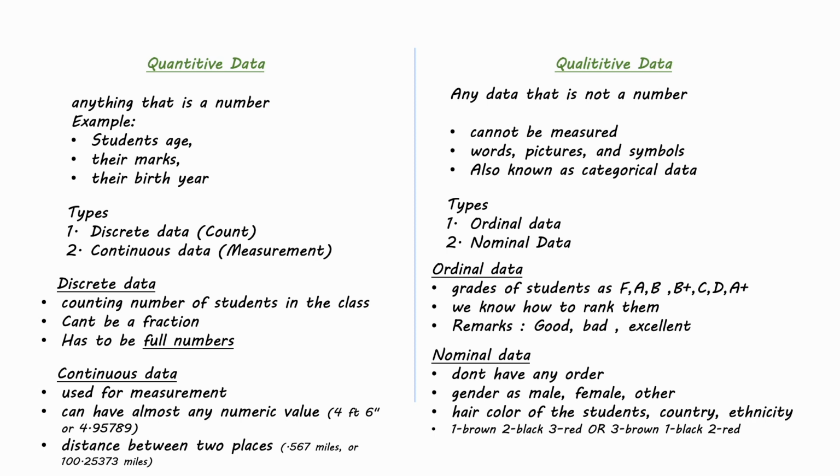So, to summarize, there are two kinds of data. Anything that is a number is quantitative. If it is not a number, it is qualitative data. Within quantitative, if it is a count, then it is called discrete data. If it is a measurement or a fraction, it is called continuous data. For qualitative data, if we can order them, then it is ordinal. If we can't order them, then it is nominal.